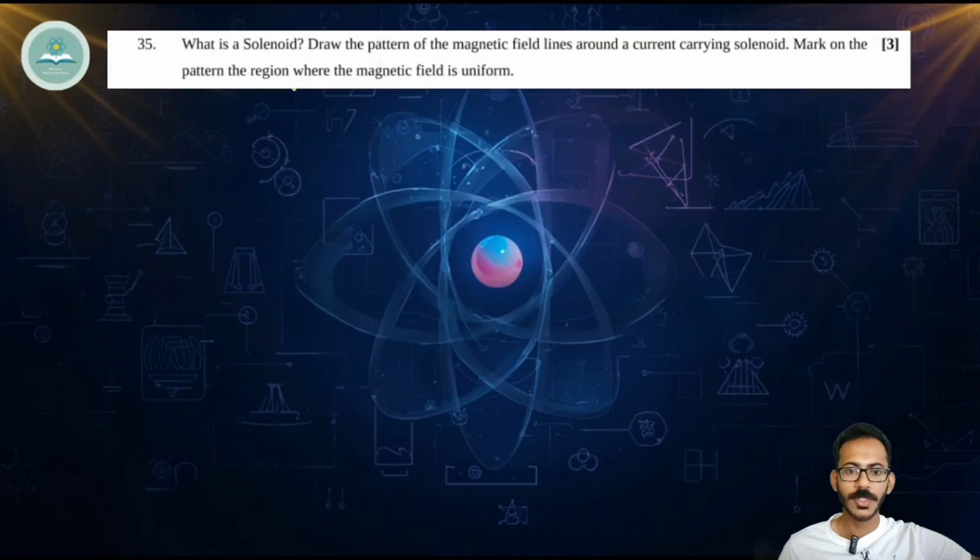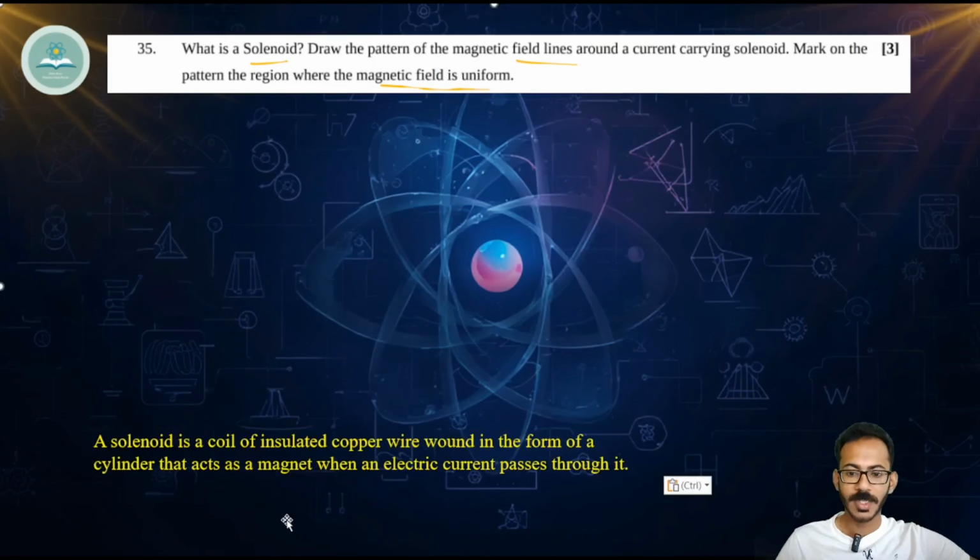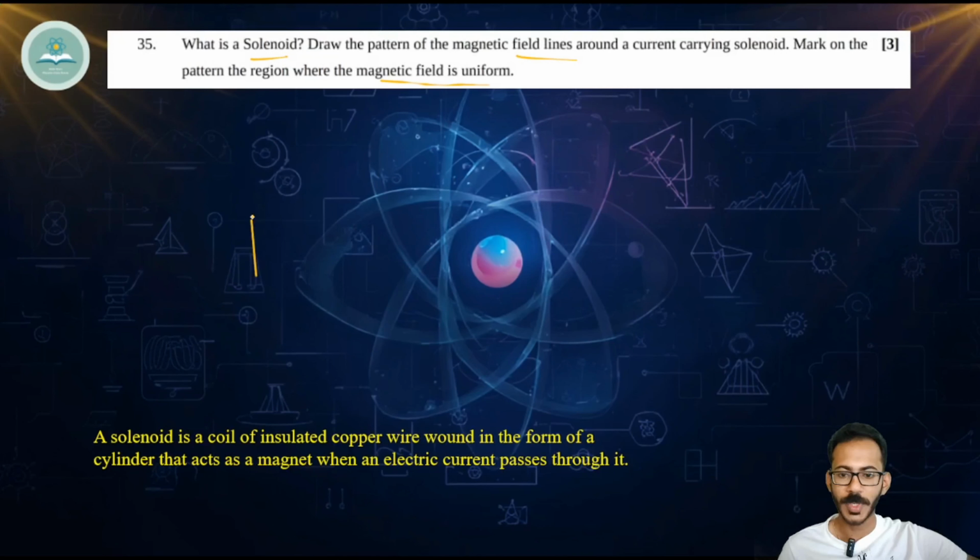The next question is, what is a solenoid? Draw the pattern of magnetic field lines around a current carrying solenoid. Mark on the pattern the region where the magnetic field is uniform. So this is the question. First of all, what is a solenoid? We know a solenoid is a coil of insulated copper wire wound in the form of a cylinder that acts as a magnet when electric current passes through it. So our solenoid is something like this.